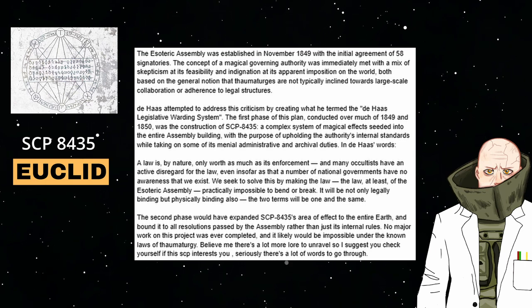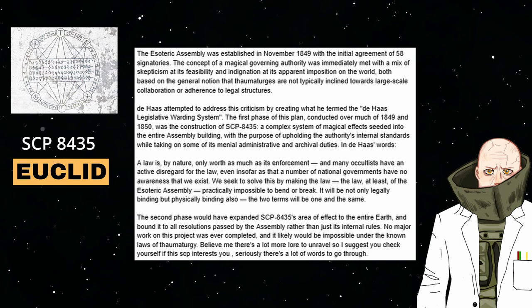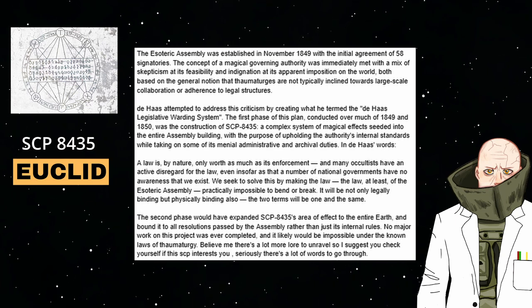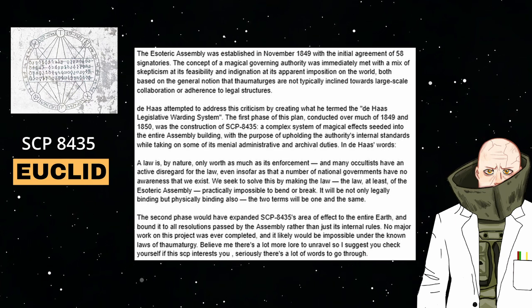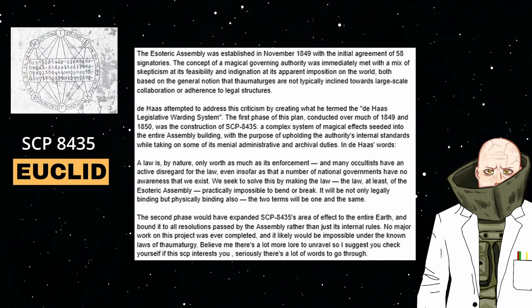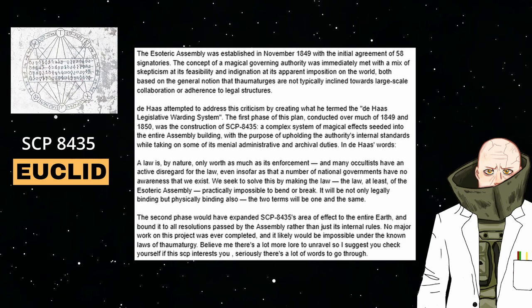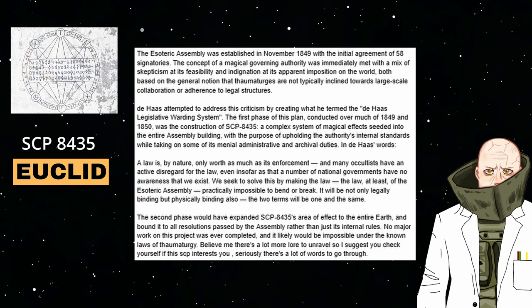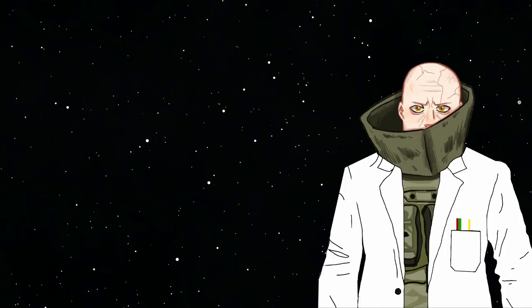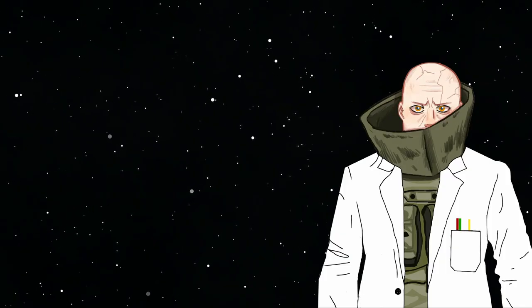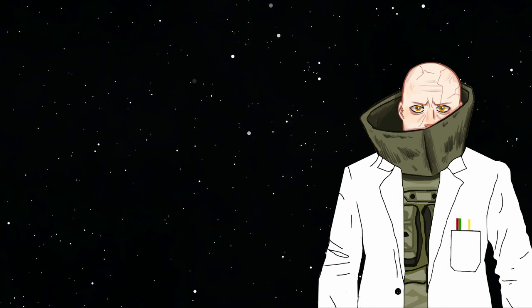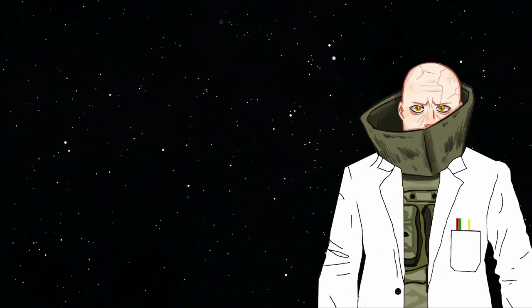The second phase would have expanded 8435's area of effect to the entire Earth, and bound all resolutions passed by the Assembly rather than just its internal rules. No major work on this project was ever completed, and it likely would be impossible under the known laws of thaumaturgy. Believe me, there's a lot more lore to unravel, so I suggest you go and check this out yourself if this has interested you in any way.